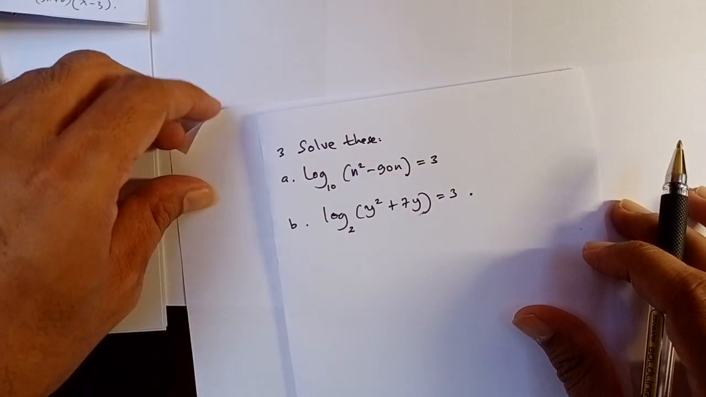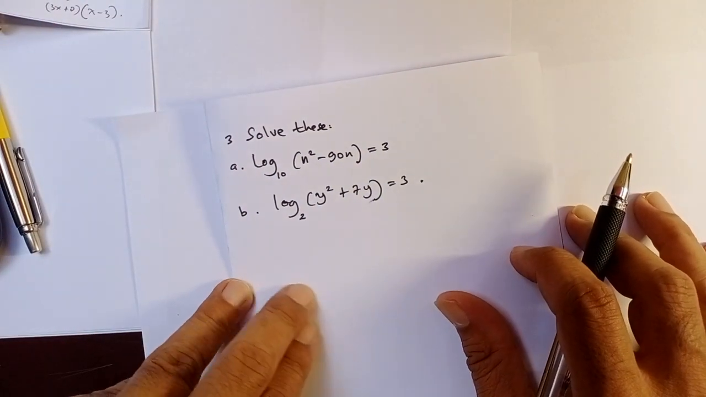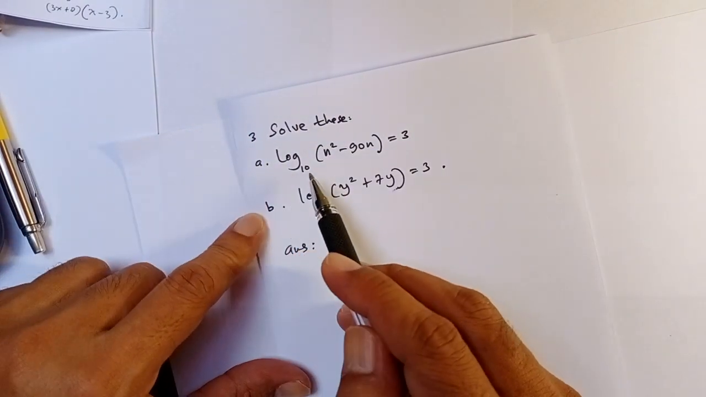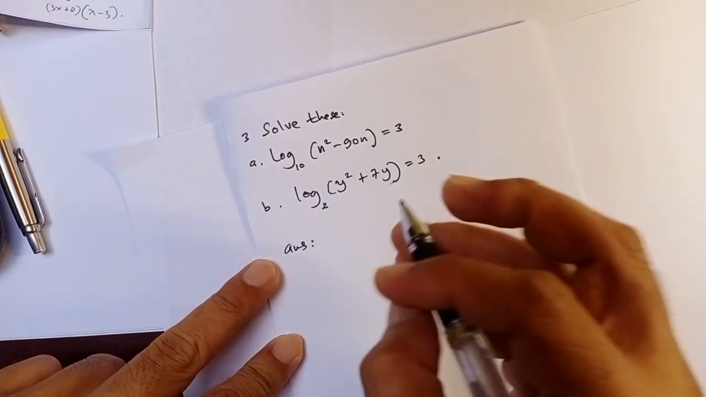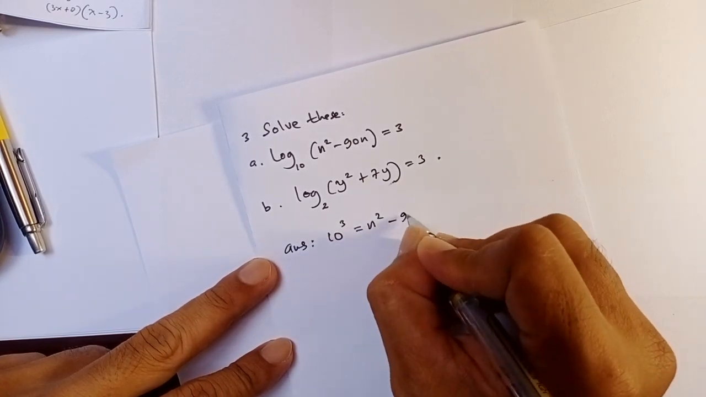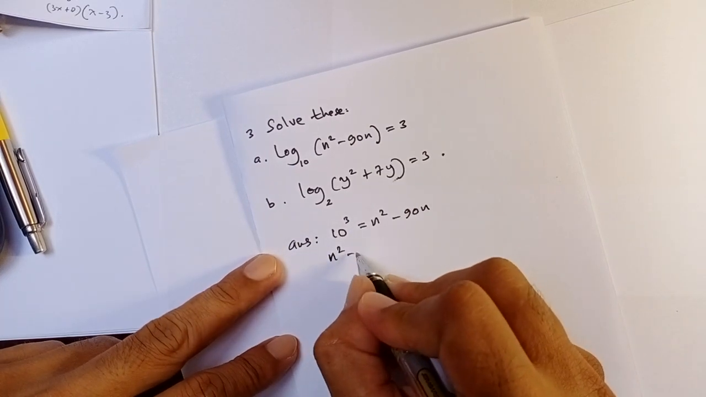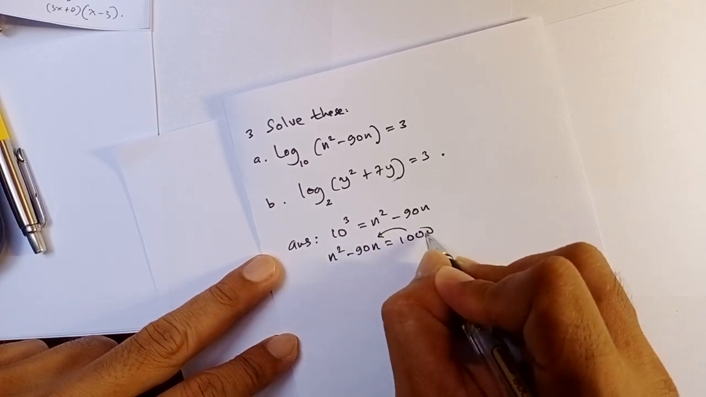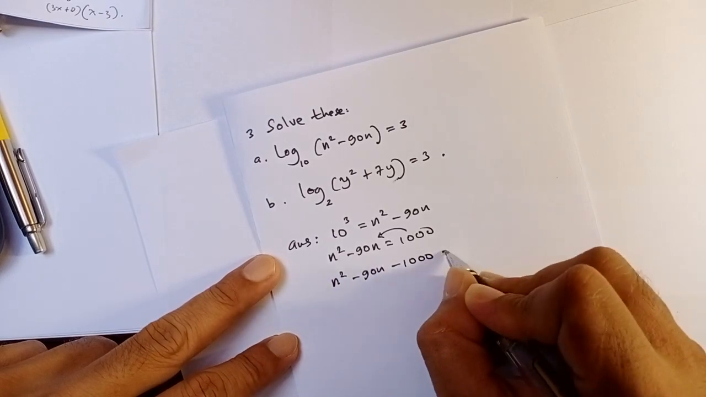Now we almost finished. Question number 3, part A and part B. How to solve questions like this. Using question number 3A, you can write 10 to the power of 3 equals n squared minus 90 of n. 10 to the power of 3 is 1000. So you can write n squared minus 90 of n equals 1000. Bring to the left. So n squared minus 90 of n minus 1000 equals 0.